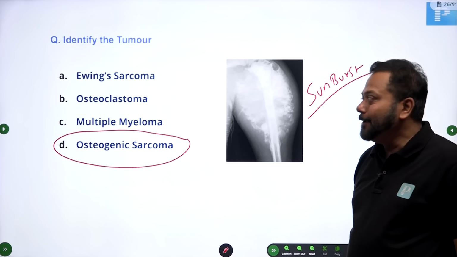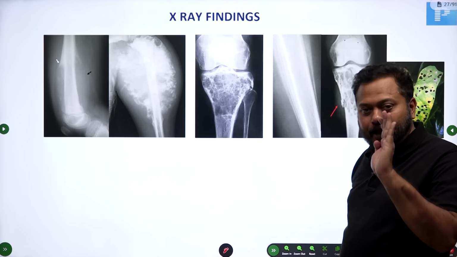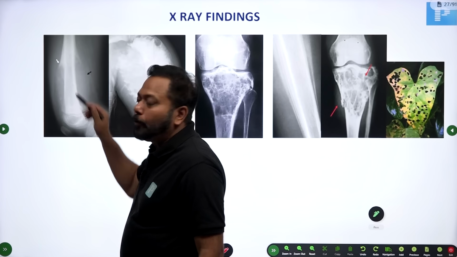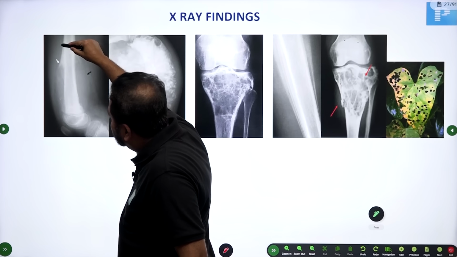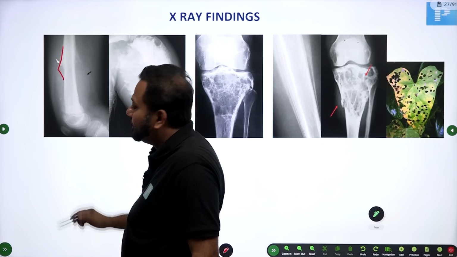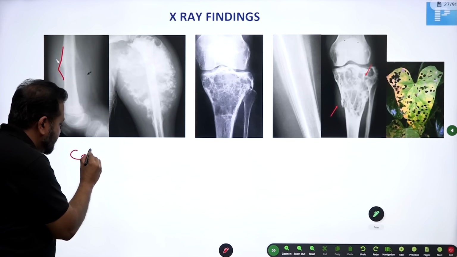This is the answer. We will discuss quickly the X-ray findings of the 3 important malignant tumors. Here, when you focus your attention, the periosteum is lifted like this. This is called Codman's triangle.